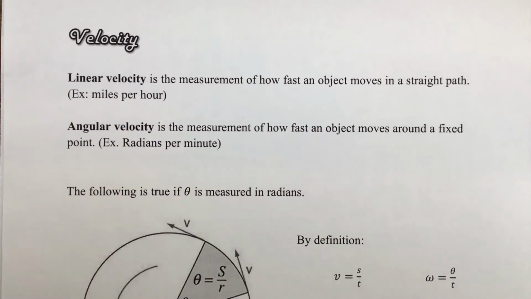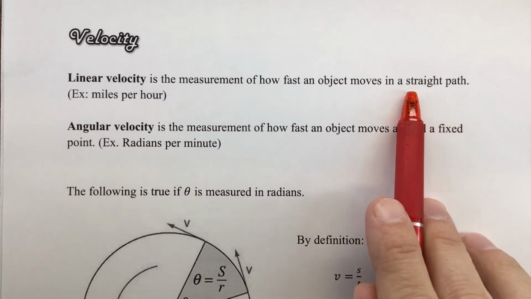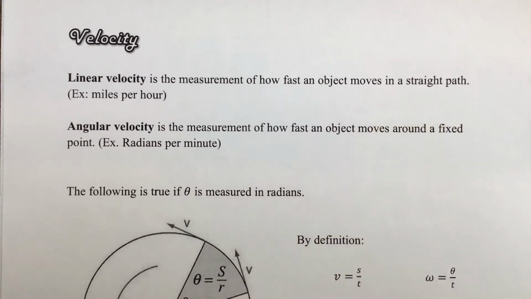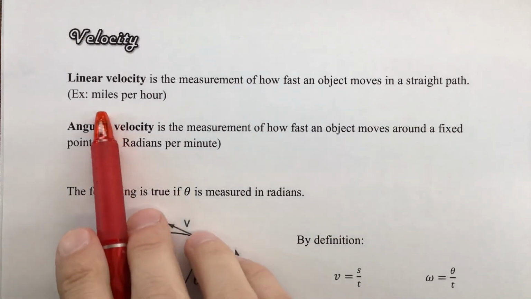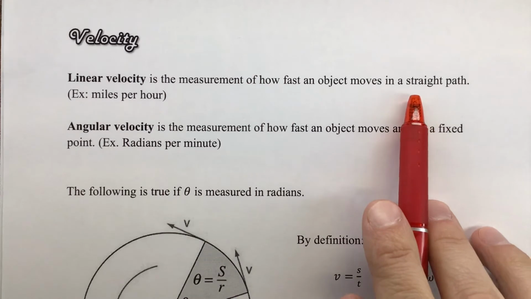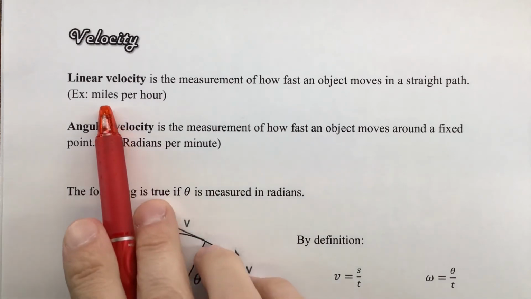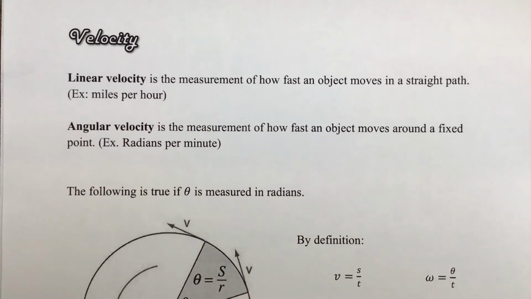Now, that definition describes it as being a straight path. I don't want you to get too stuck on that idea. Suppose we imagine a car that's driving miles per hour. If the car is driving down a windy road, that is okay. It is not technically a straight path, but with linear velocity we're measuring a distance per unit of time. Miles would be a distance, so you're still measuring distance per unit of time.